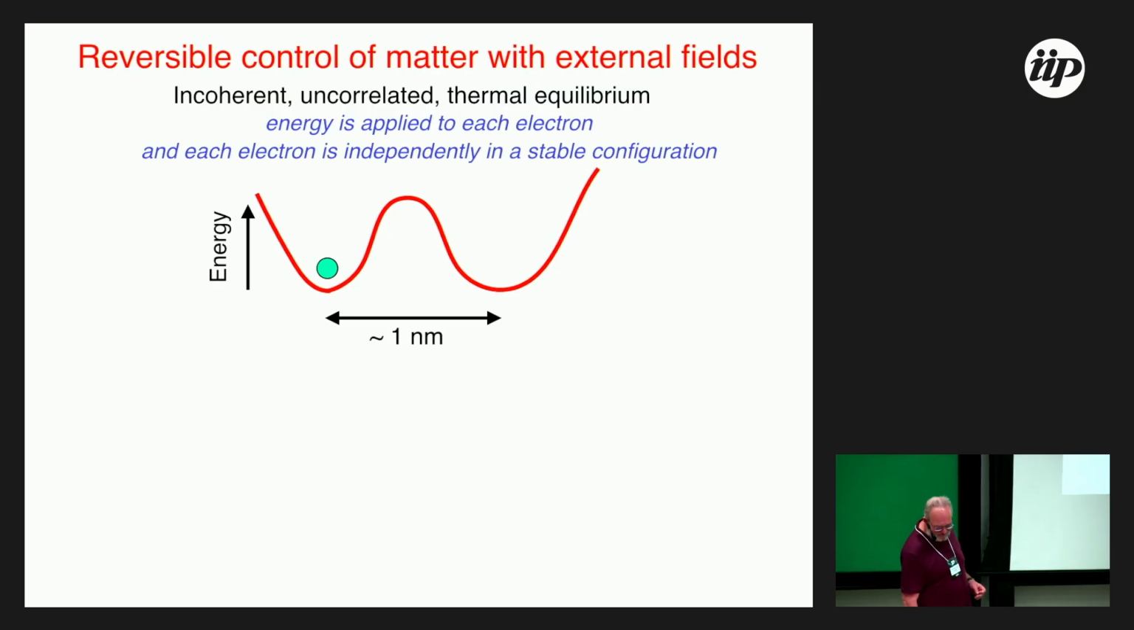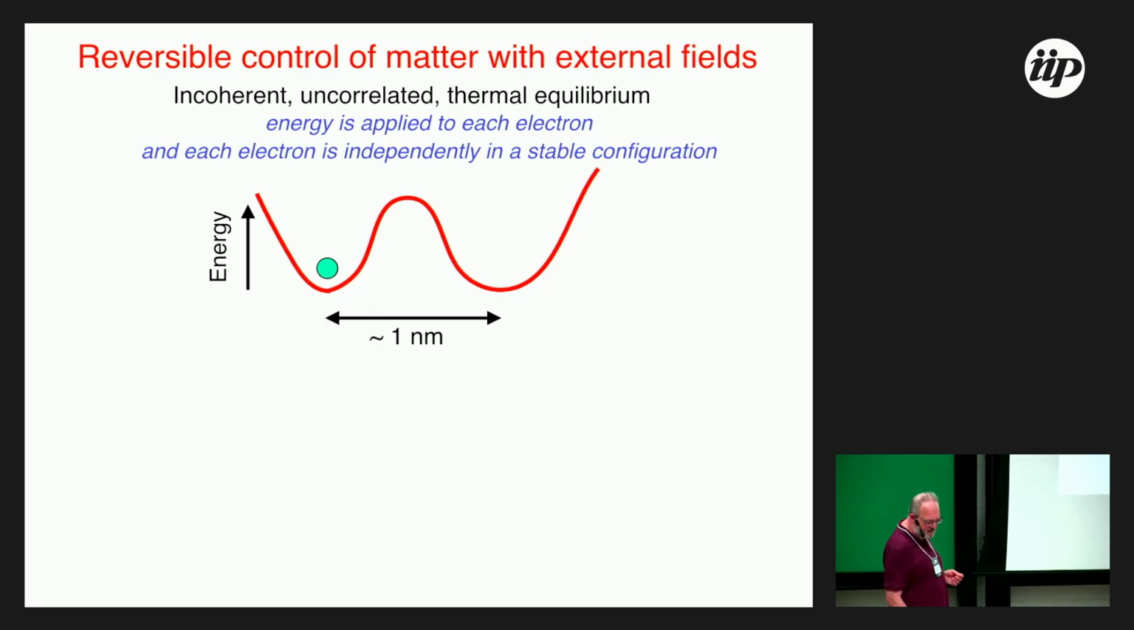So this is one that I mentioned before because it kind of describes how I think about the types of things I'm doing. I'm interested in reversible control of matter with external fields. And very often when you are trying to do this, you're working with electronic systems, and the electronic systems are in some kind of incoherent and uncorrelated thermal equilibrium, and then you manipulate those properties of its surroundings in order to do some kind of information manipulation or transfer.